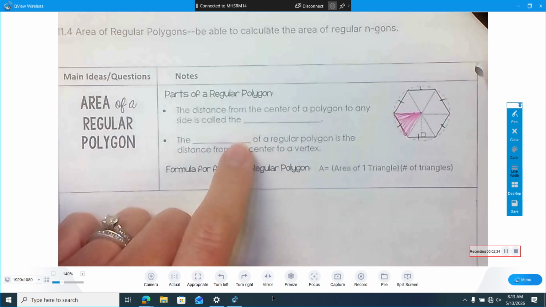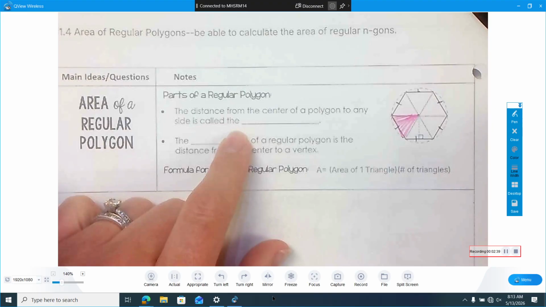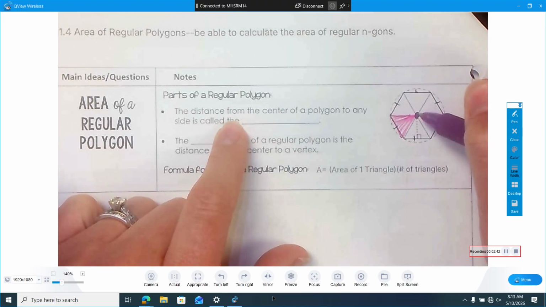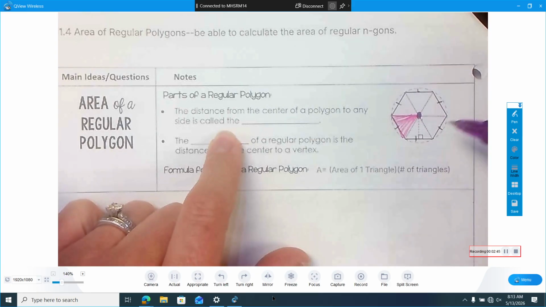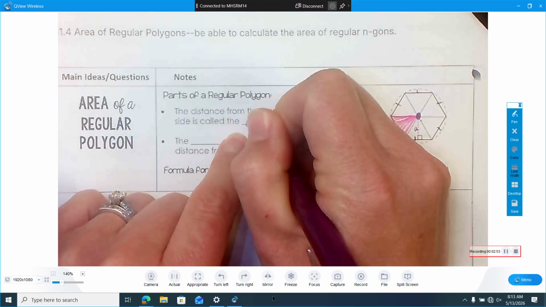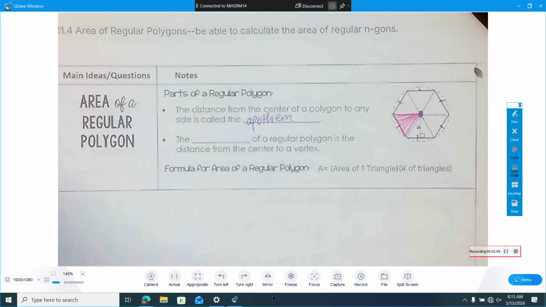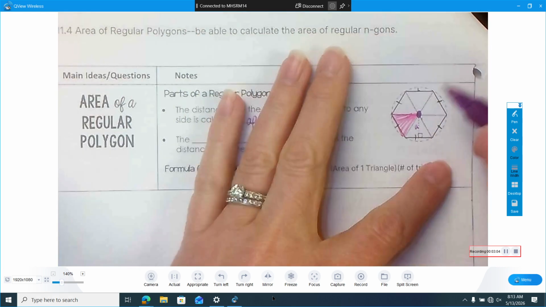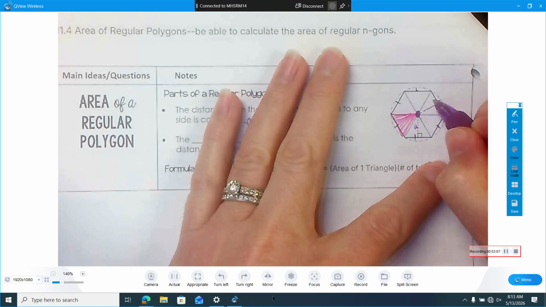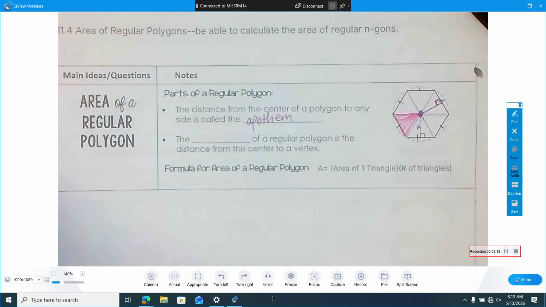But I do need to know a couple of other terms here. The distance from the center of the polygon to any side, so that's this dotted line here, is called the apothem. I'm going to give it an A for apothem. A-P-O-T-H-E-M, apothem. The apothem goes from the center down perpendicular to a side. And I could draw it in any direction. So I could draw an apothem here, and it's always going to be perpendicular to the side that we're approaching.